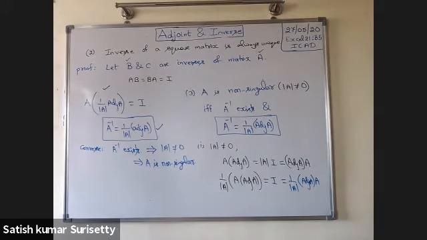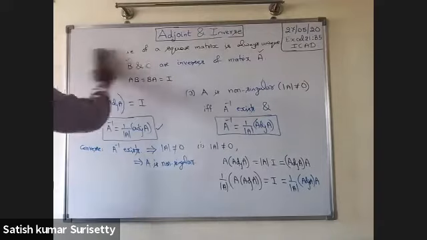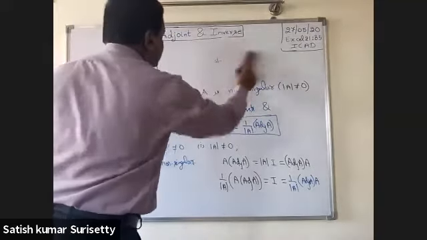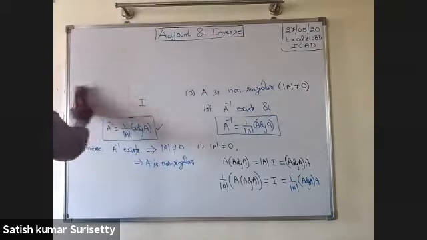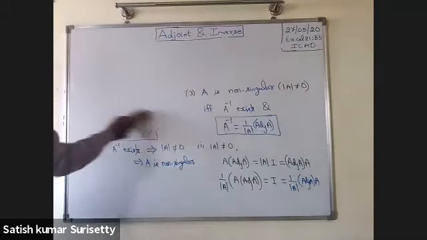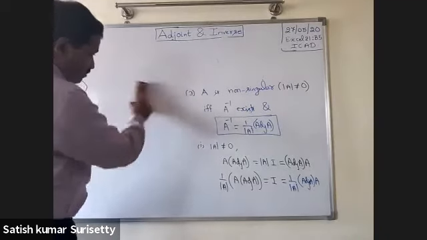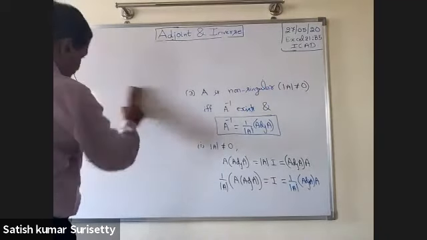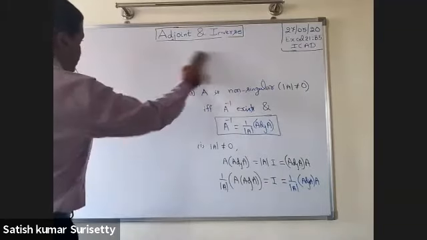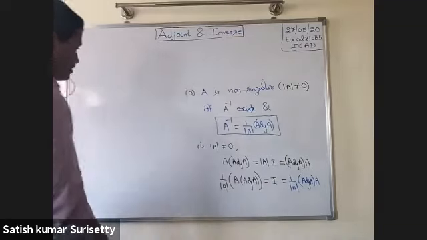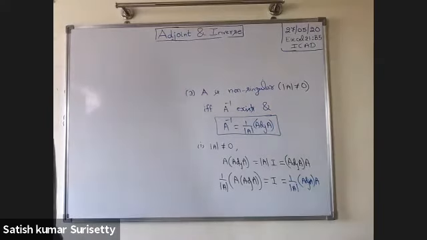Write a note. If A is singular, then the inverse does not exist. And remember the formula of A inverse whenever it exists. A inverse equal to 1 upon determinant of A into adjoint of A. And previously we have discussed how to calculate adjoint. Adjoint is what? Transpose of the cofactors matrix.